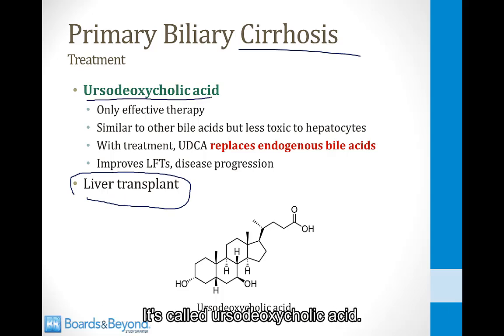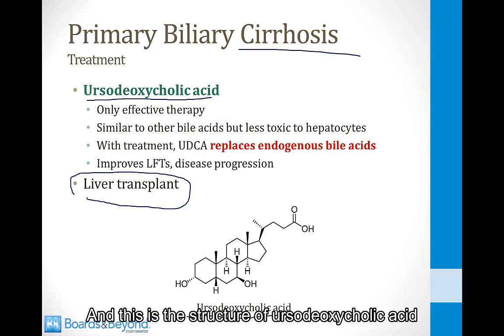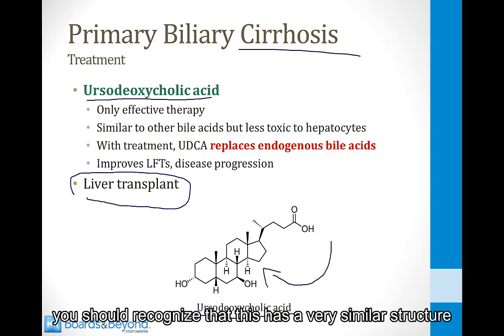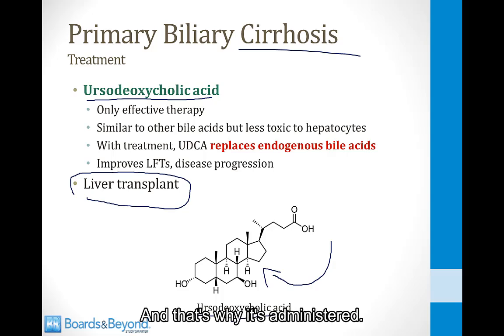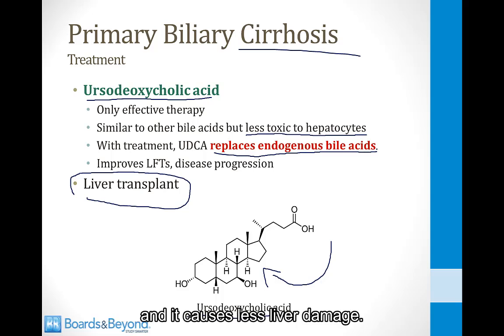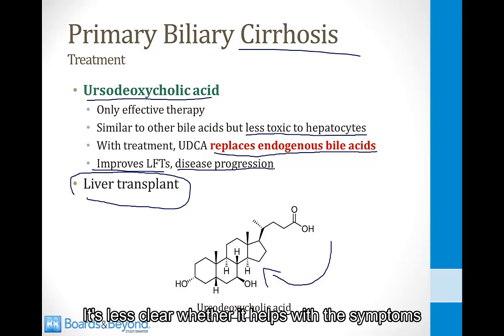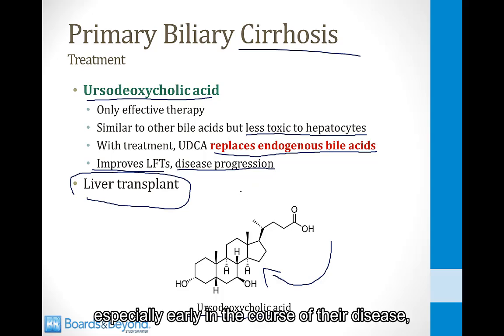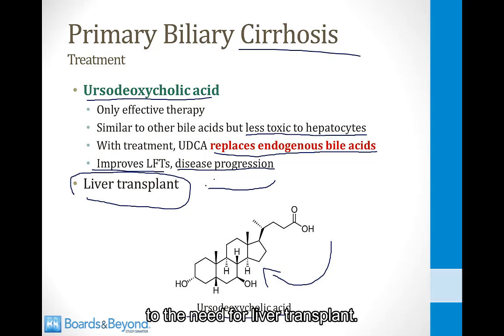It's called ursodeoxycholic acid, and this is the structure of ursodeoxycholic acid shown on the screen. If you've watched the module on bile, you should recognize that this has a very similar structure to other bile acids, and that's why it's administered. It's similar to bile acids, but it's less toxic to hepatocytes. So with treatment over time, the ursodeoxycholic acid replaces many of the endogenous bile acids, and it causes less liver damage. This has been shown in clinical trials to improve liver function tests and slow the rate of disease progression. It's less clear whether it helps with the symptoms like itching and fatigue, but this is often administered to patients, especially early in the course of their disease, to try and slow progression to the need for a liver transplant.